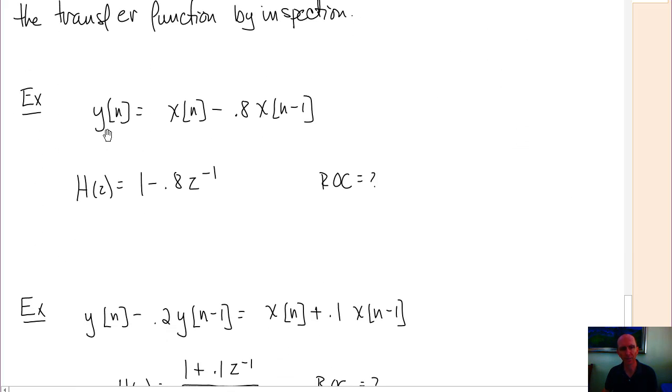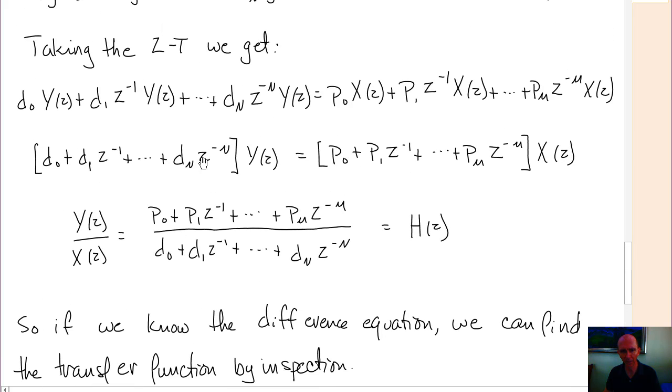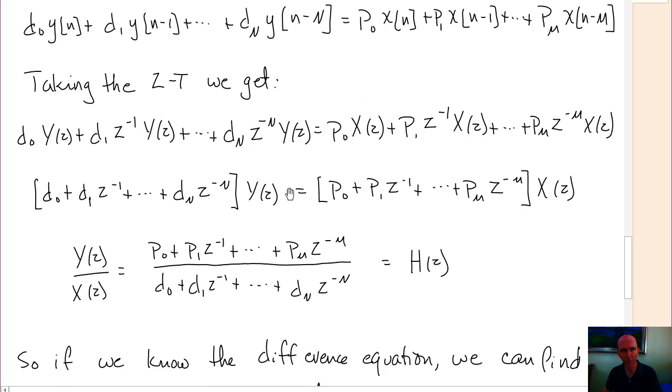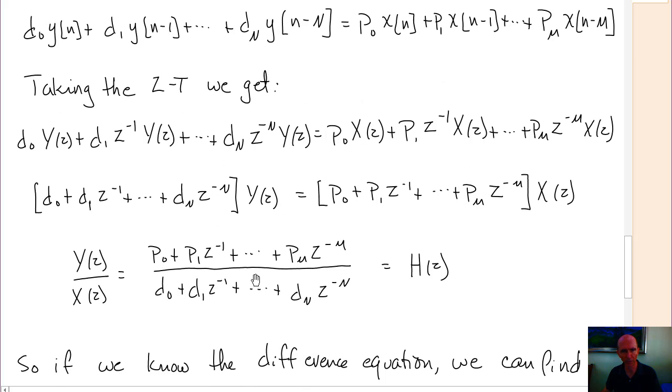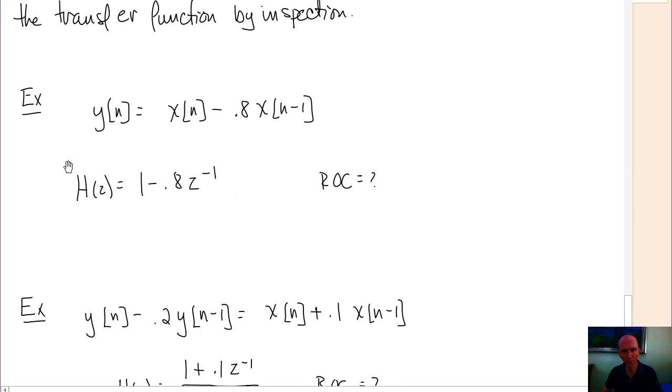For example, let's start out with this simple difference equation. By inspection, right, we only have one term of y, and the coefficient is 1, so the denominator is going to be 1. The numerator is going to be the coefficients of the x, 1 and minus 0.8, right, as we saw here. The numerator is the coefficients of the x's, the denominator is the coefficients of the y's. So this would be our transfer function for this difference equation.